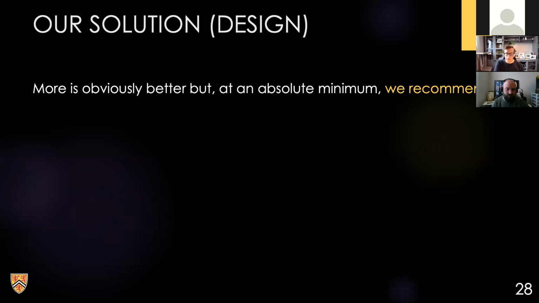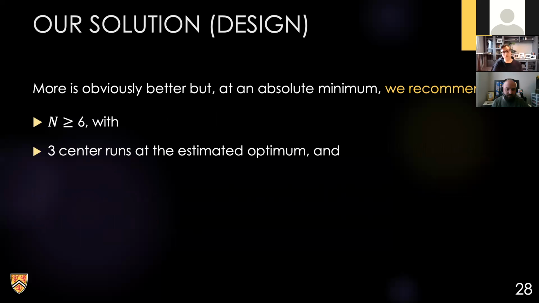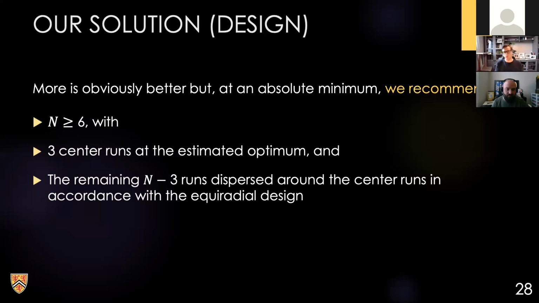So what we recommend, subject to the idea that more is obviously better, but at a minimum, we think that there should be 6 confirmation runs where you put 3 at the optimum, and then the remaining ones dispersed around the surface of your hypersphere in this equiradial fashion. And so what this does basically is it balances gaining information at what we currently believe the best choice of the factor levels are. It gives us information at this estimated optimum. And it balances that with doing a bit of gentle exploration in its vicinity in case we're not right about the location of the optimum.